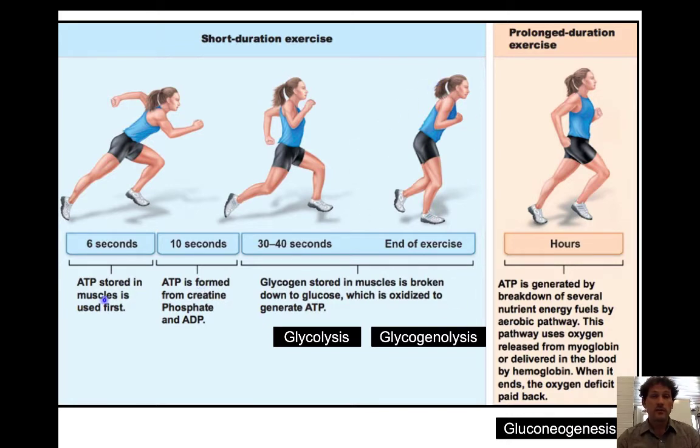And so along this way, we're going to see this creatine phosphate pathway, this glycolysis pathway, and this glycogenolysis pathway where we're breaking down glycogen. Now, if we look at a longer duration exercise, where we're talking about hours of exercise, ATP is generated from different pathways, okay? That was the oxidative phosphorylation pathway that we were talking about. It's using oxygen that's coming out of that myoglobin or coming from hemoglobin in our red blood cells.